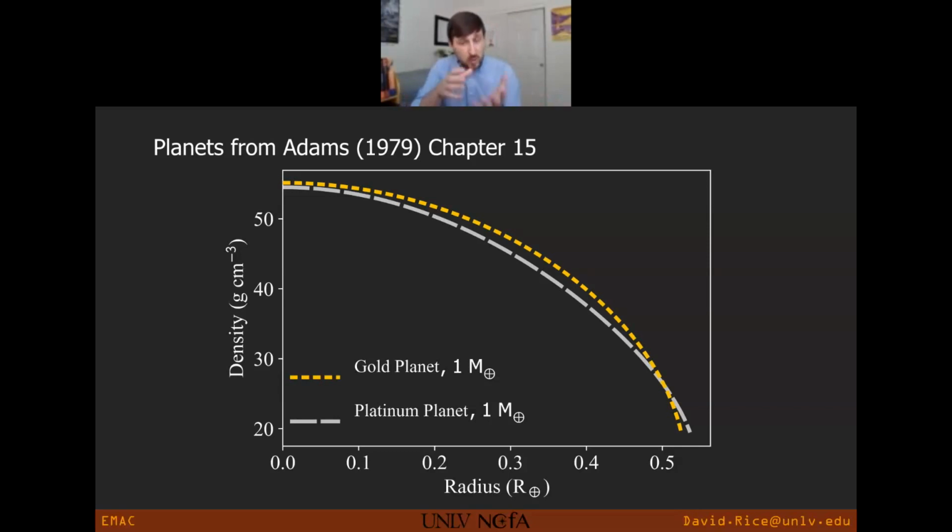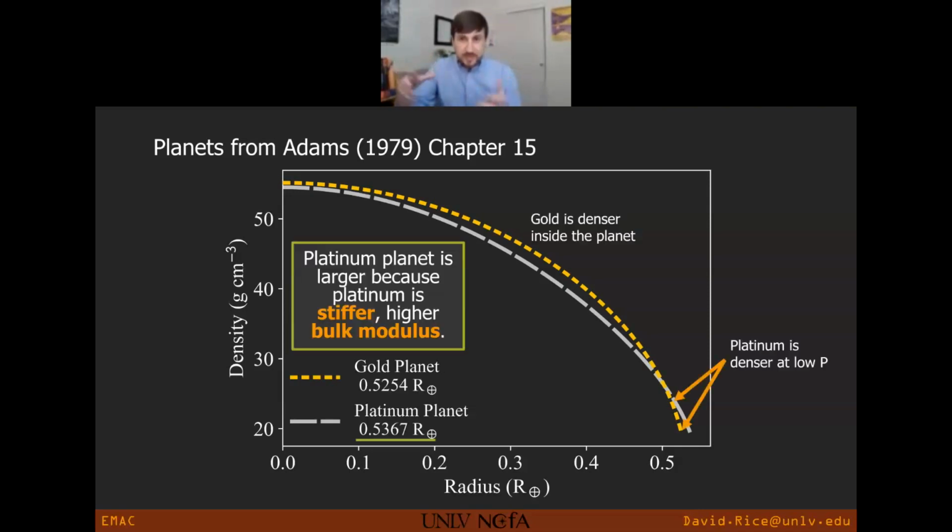And if you imagine a 1 Earth mass gold planet and a 1 Earth mass platinum planet, which planet would be bigger? Well, you might think your gold planet would be bigger because gold is less dense at low pressure. But if you look at the equation of state, you find that gold is squishier than platinum. So gold quickly becomes denser inside of the planet, and the platinum has a larger bulk modulus. So your platinum planet ends up being about 2% bigger than your gold planet for a 1 Earth mass planet.